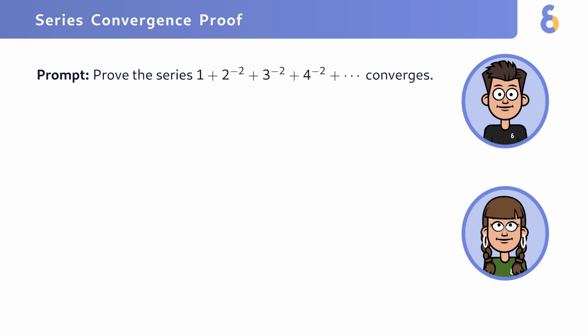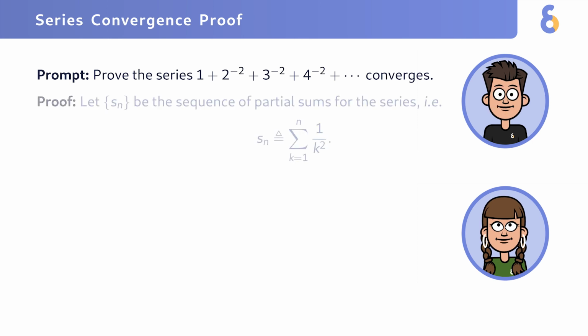So the first thing is that I should translate this infinite series into a sequence. The way I've seen this done before is to let s sub n be the partial sum. So like s sub 1 equals 1, and s sub 2 equals 1 plus 1/4, and so on. Yeah, that sounds great. We can go ahead and put that as the first part of our proof. Sweet. So to be formal, I'll write let s sub n be the sequence of partial sums for the given series. That is, s sub n equals the sum from k equals 1 to n of 1 over k squared.